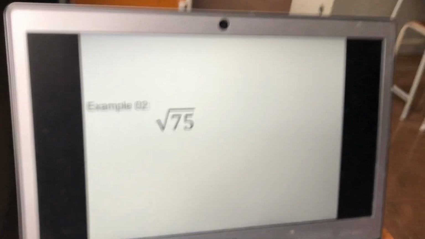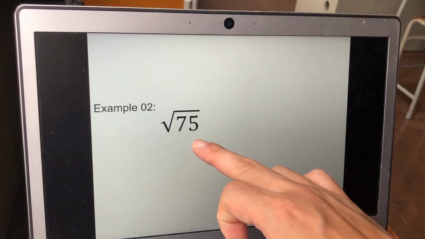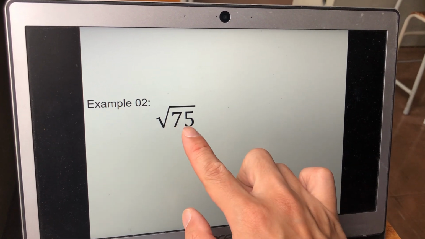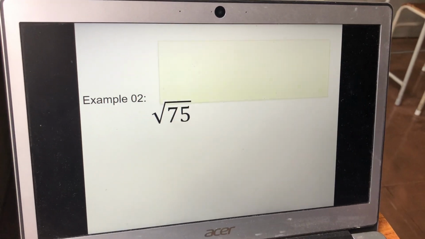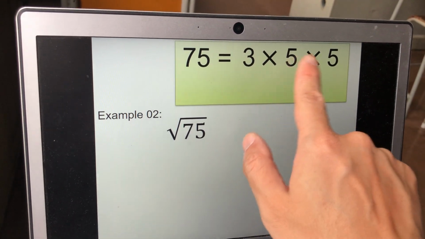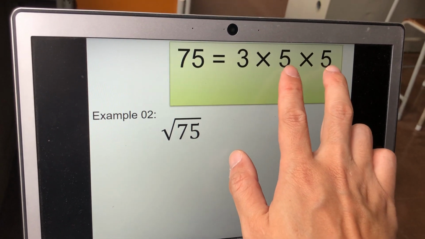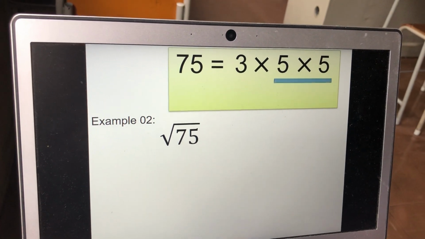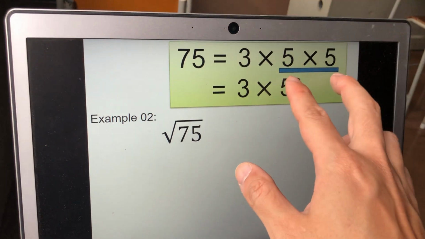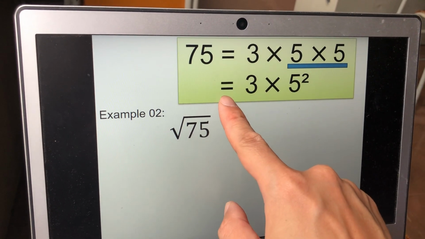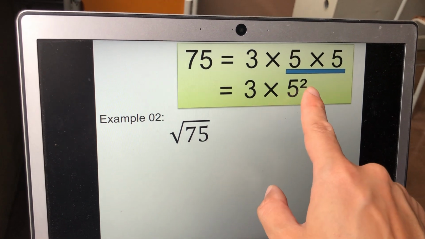We're doing square root of 75. We have to simplify this, so we have to use the short division to break down the number 75. According to the short division, we've got 3 times 5 times 5. And since 2 of them are the same, you should group them into the same group. We write them as 5 to the power of 2, so that we have 75 equals 3 times 5 to the power of 2.